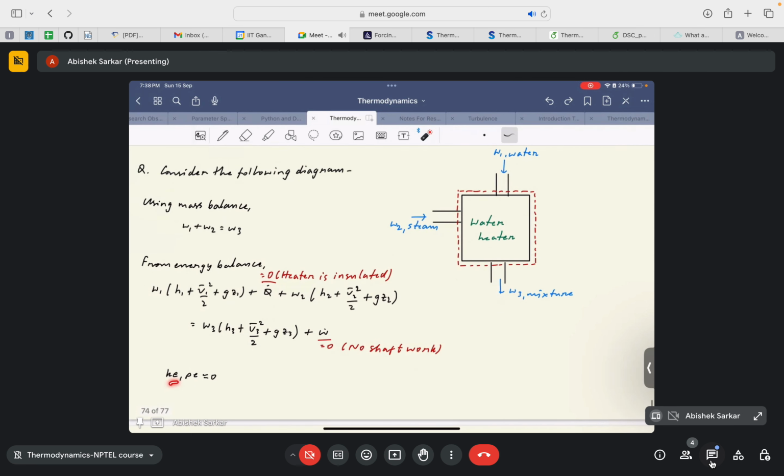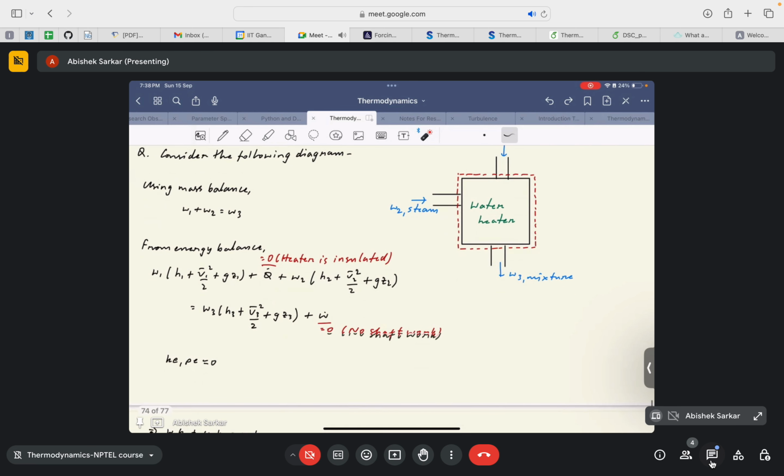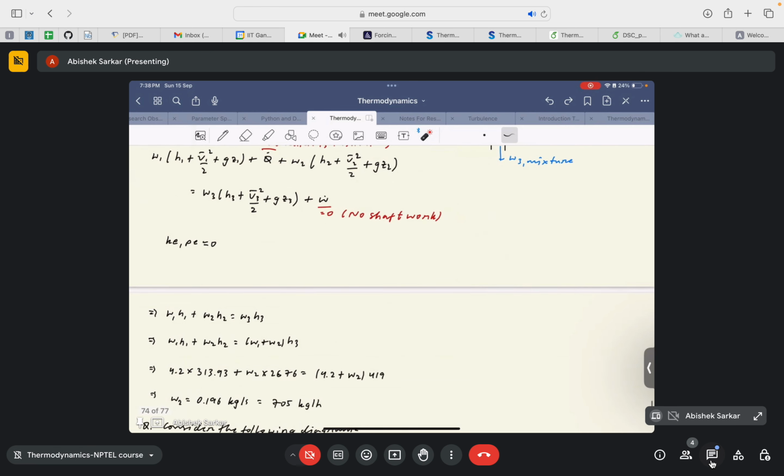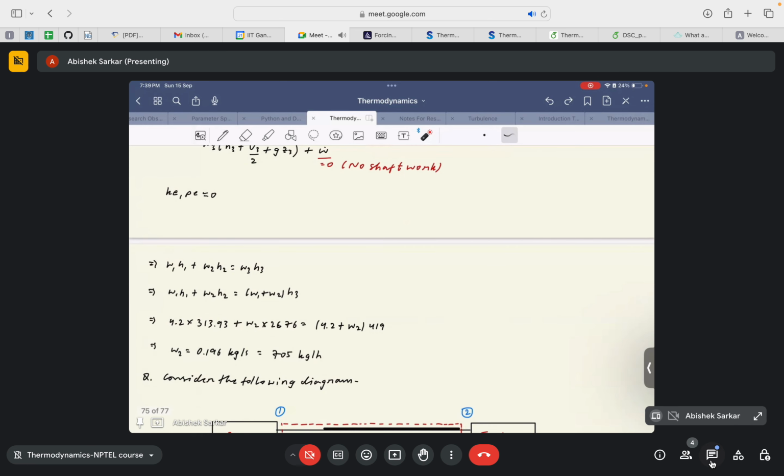Considering that the kinetic and potential energy are negligible, our governing equation is simplified into w1 h1 plus w2 h2 equals w3 h3. From the mass balance, w3 is equal to w1 plus w2, so we substitute w3 as w1 plus w2. So w1 h1 plus w2 h2 is equal to (w1 plus w2) into h3. Just substitute the values of h1, h2, h3 and w1. So we get 4.2 into 313.93 plus w2 into 2676 is equal to (4.2 plus w2) into 419.